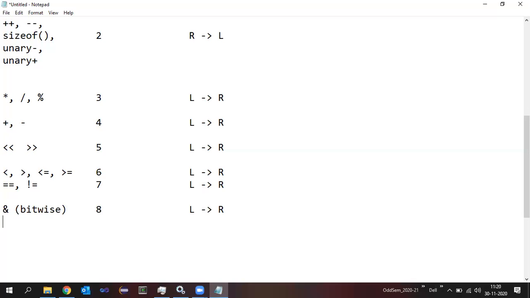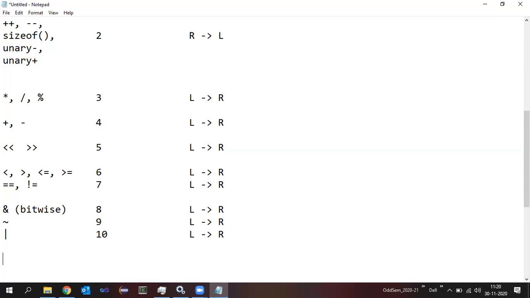Same way, we have one more, the bitwise OR. How do we denote bitwise OR? Pipeline. Actually, before bitwise OR, we get the not. That not is represented by the tilde symbol. Tilde represents the bitwise not. So bitwise not is having priority 9, and again it is left to right, and then bitwise or has priority 10, left to right.